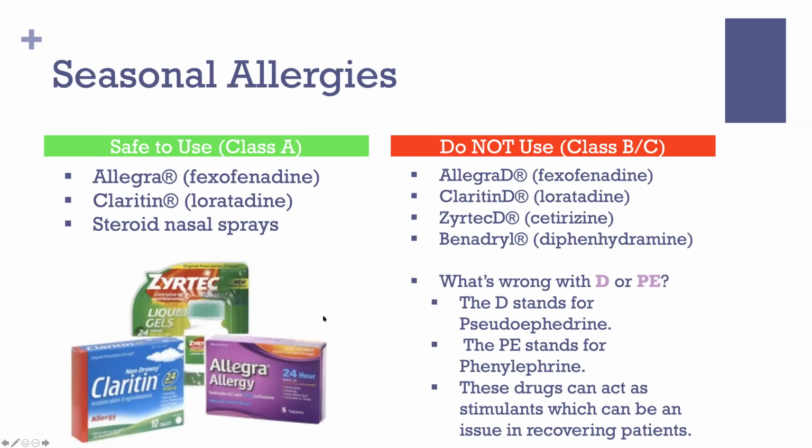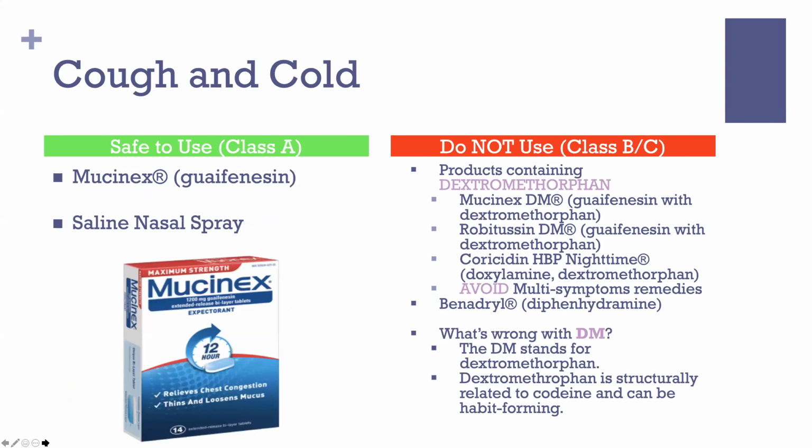Seasonal allergies, again, we look at this. Steroid nasal sprays are very helpful in that classification. They're kind of remarkable, actually. And these are the things that you don't take. What's wrong with D and PE? D stands for pseudoephedrine. Usually when you see a D attached to an antihistamine, it is for pseudoephedrine. PE stands for phenylephrine. I told you about the stimulant effect of phenylephrine and pseudoephedrine a while ago, and that's one of the reasons that we want to leave it off the list at all possible.